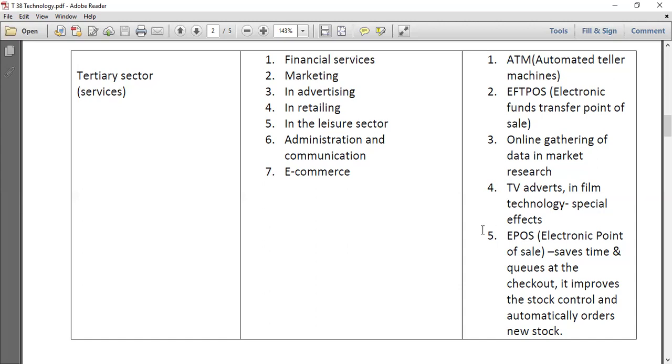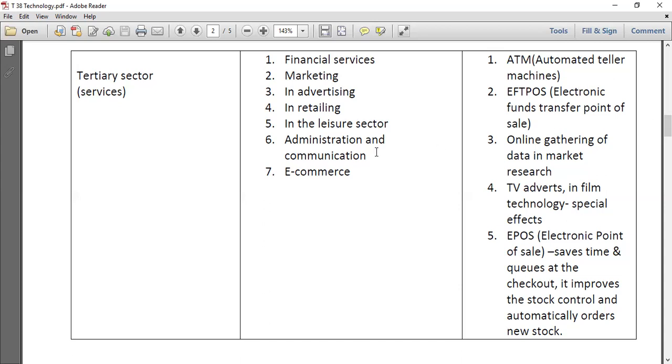And also the fifth one, EPOS, electronic point of sale. That is used at the time of sale, and especially supermarkets use it in the retailing section. It saves time and queues at the checkout, and it improves stock control and automatically orders new stock. They have some kind of artificial intelligence you can use.